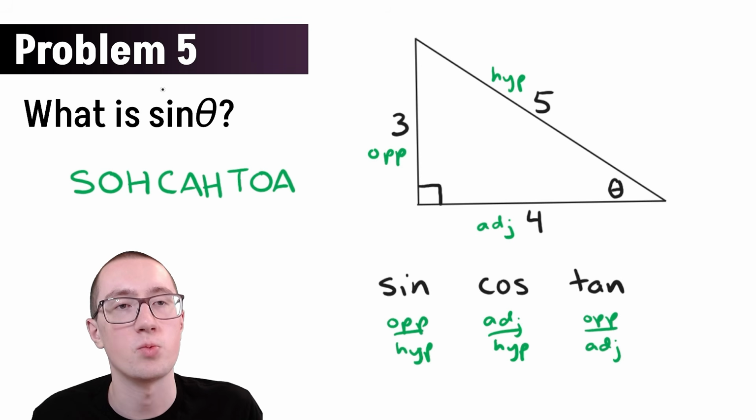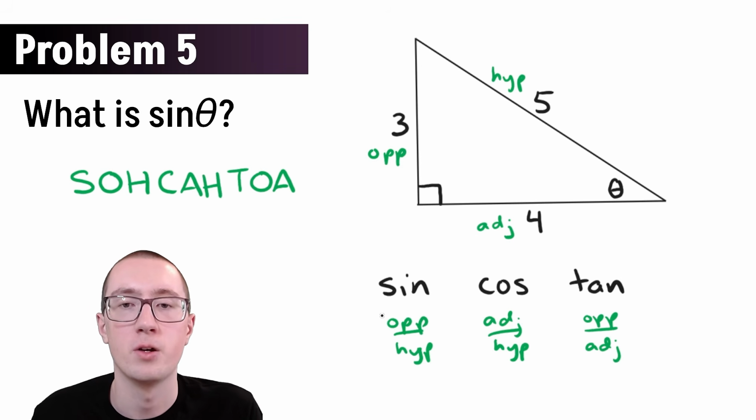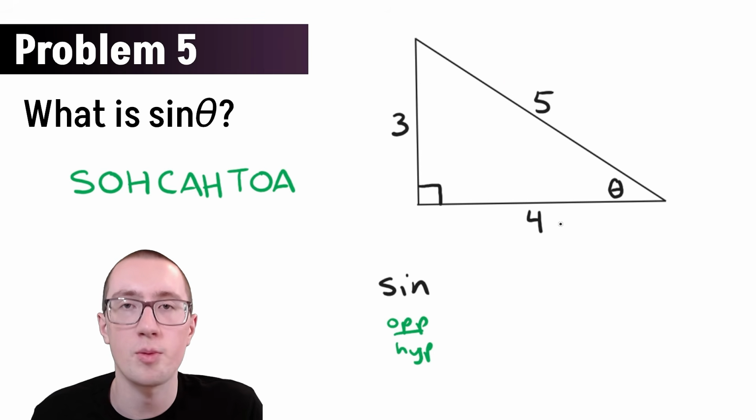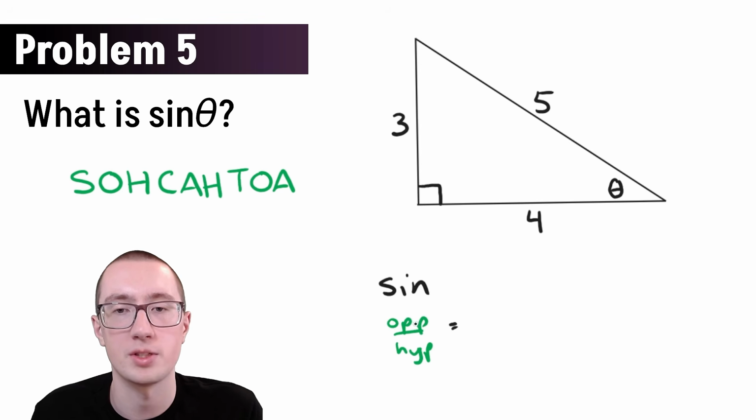So in this case, it's saying that we need to find sine of theta, and theta is right here, like I said. And remember that sine is opposite over hypotenuse. So which one is the opposite? Well, opposite this angle is 3. So our opposite is going to be 3.